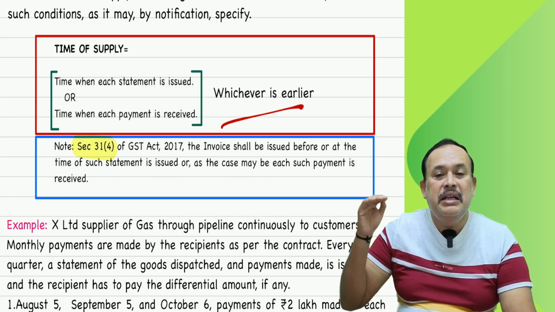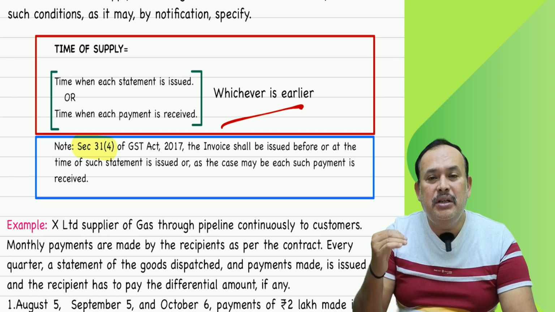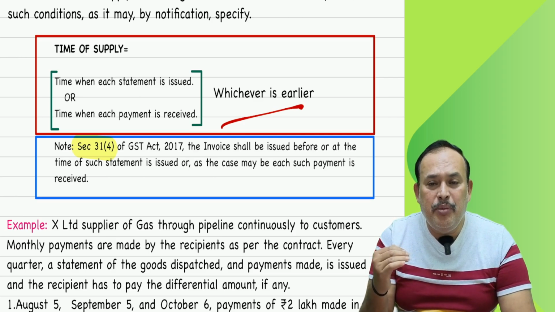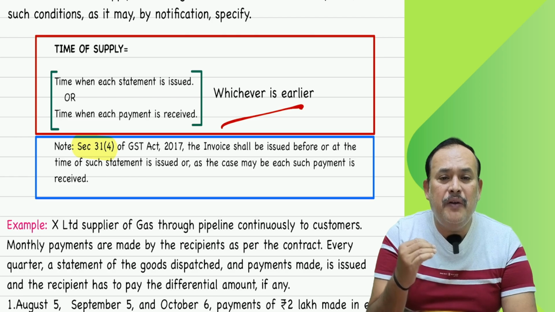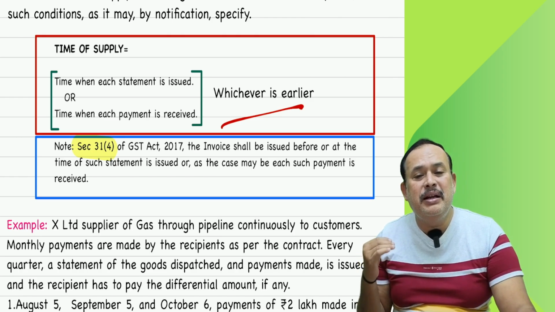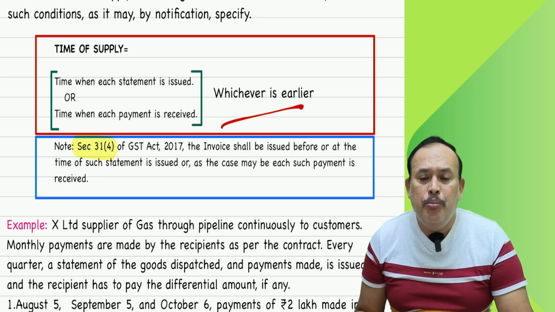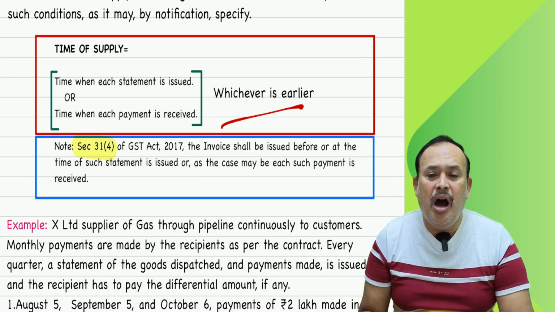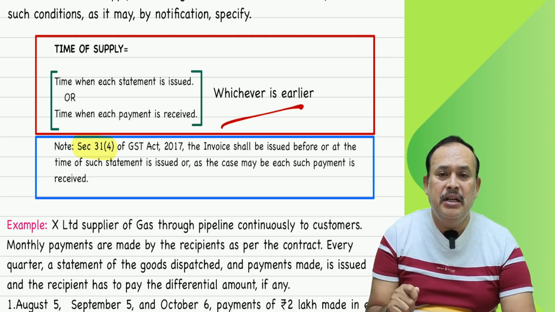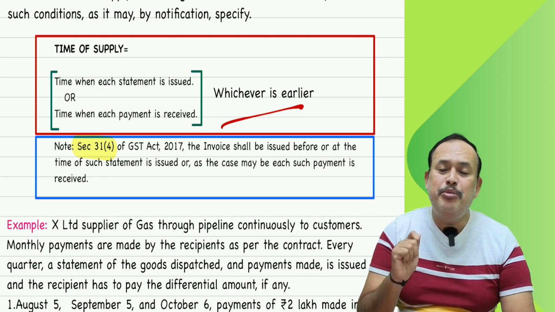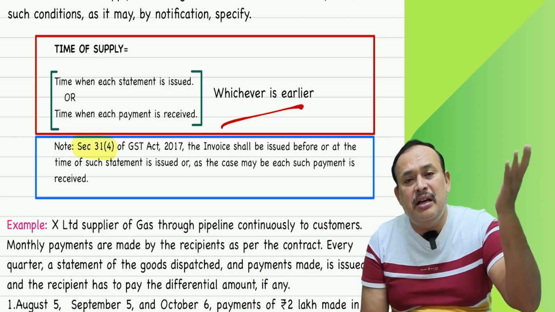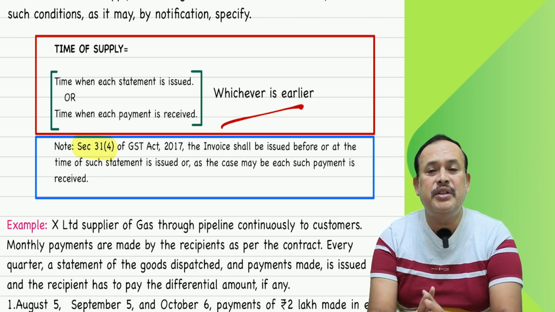Because here, the invoice should be issued on or before or at the time of such statement is issued or, as the case may be, such payment received. The invoice should be issued before the statement date or the date of payment, whichever is earlier. If payment is received on 31st of August and the statement due date is 1st of September, in that case 31st August is well in advance, therefore the time of supply goes to 31st of August.